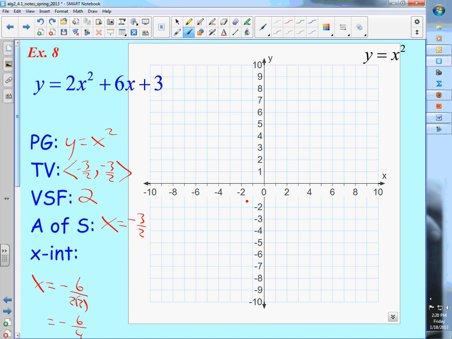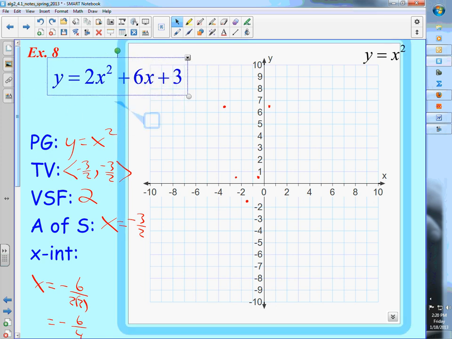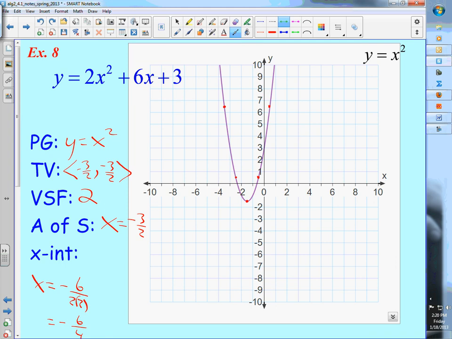Right 1, up 2. Left 1, up 2 also. Right 2, up 8. Left 2, up 8. So when we graph that, the graph looks just like that. Your axis of symmetry. What'd you forget?